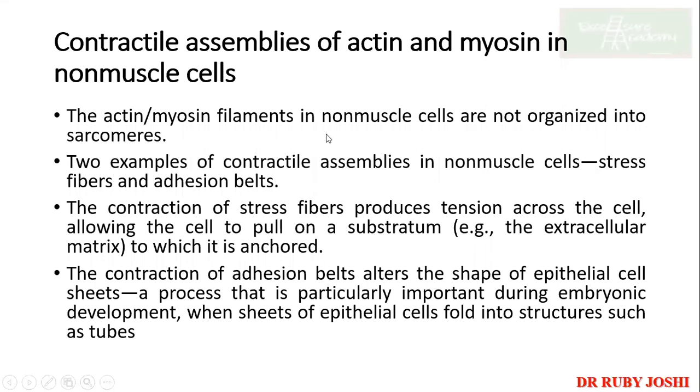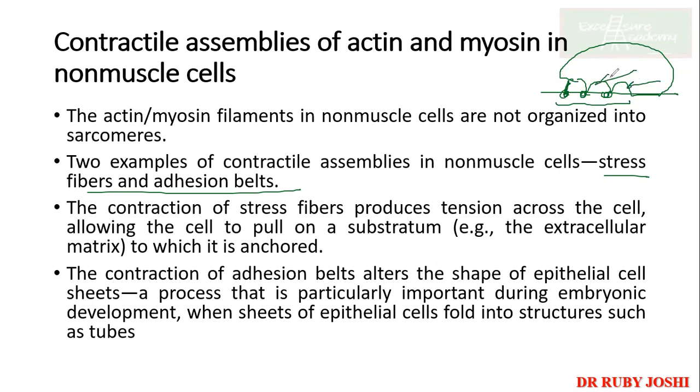So the actin myosin filaments in non-muscle cells are not organized into sarcomeres, okay, but they do have the stress fibers and the adhesion belts. So remember, we have already talked about what the stress fibers and the adhesion belt are. Whenever a cell is there, it is making certain focal adhesion points. So these are the adhesion belts. Now stress fibers, your actin filaments will be present like this.